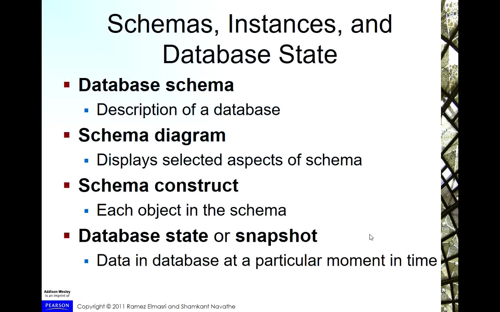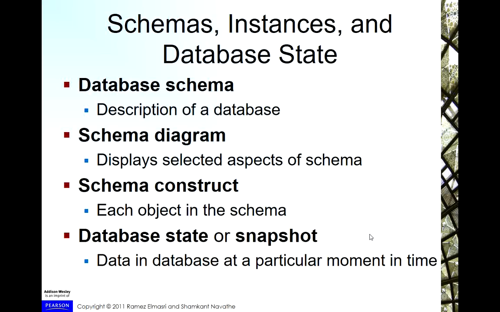The database schema, as I mentioned before, is a diagram. The database schema is actually the description of a database itself, but it can be represented by a diagram called the schema diagram, which displays selected aspects of a schema, which include the entities, the relationships between them, the attributes, and the constraints maybe, and if there is anything else involved, like business rules. And each object in the schema can be considered a schema construct.